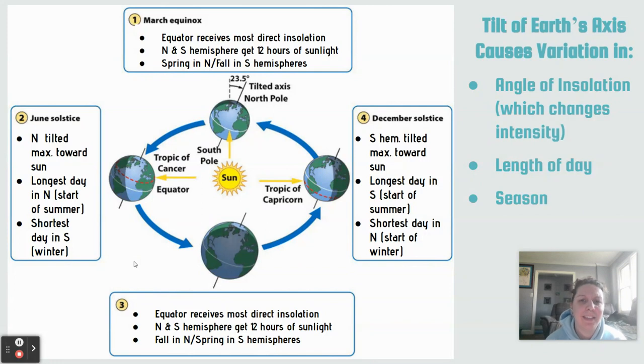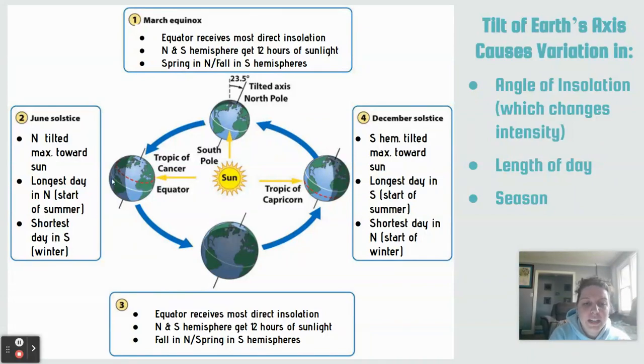So let's look at the March equinox. So you can see there our equator is directly facing the sun. We're getting the most direct insolation right there at our equator. So that means we're going to have equal sunlight in each hemisphere, which is going to make it spring if we're in the north, or fall if we're in the south.